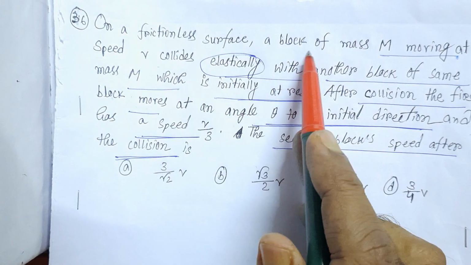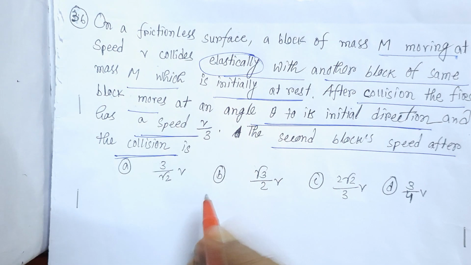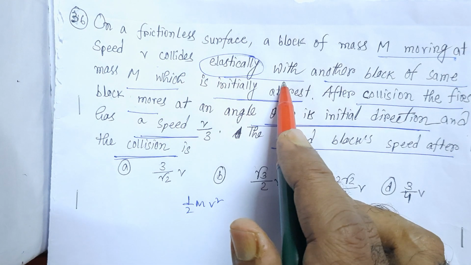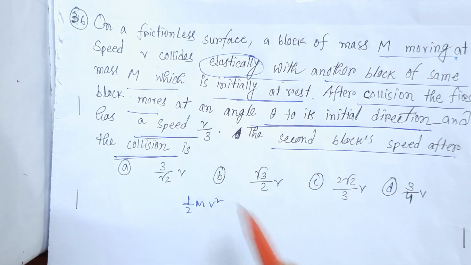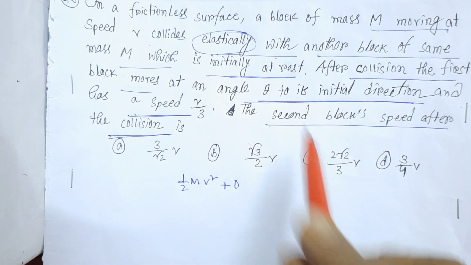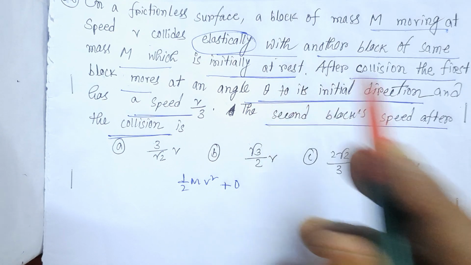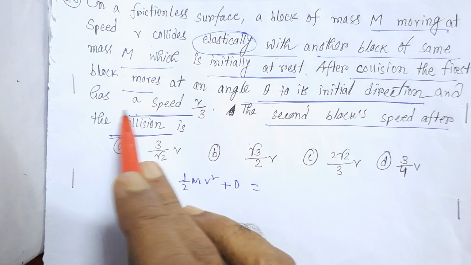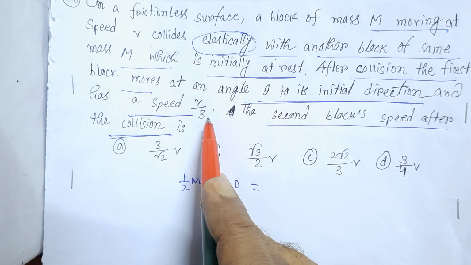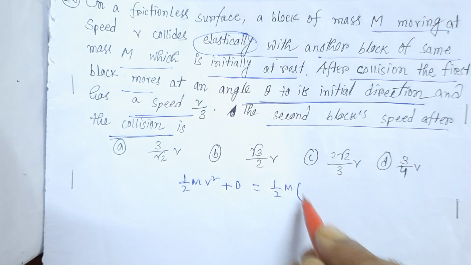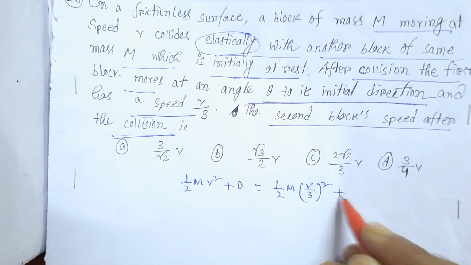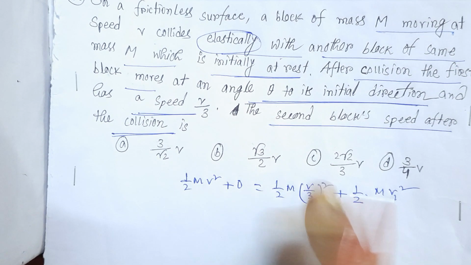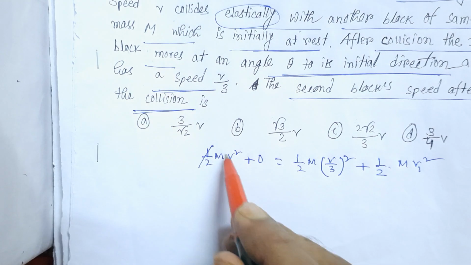In a frictionless surface, a block of mass m moving with speed v, so its kinetic energy is half mv square. It collides elastically with another block of same mass which is initially at rest, so the initial kinetic energy of the second mass is 0. After collision, the first block moves at an angle theta with initial direction and having speed v by 3, so its kinetic energy is half m into v by 3 whole square. For the second block, it is half m into v1 square. Taking half m cancel.